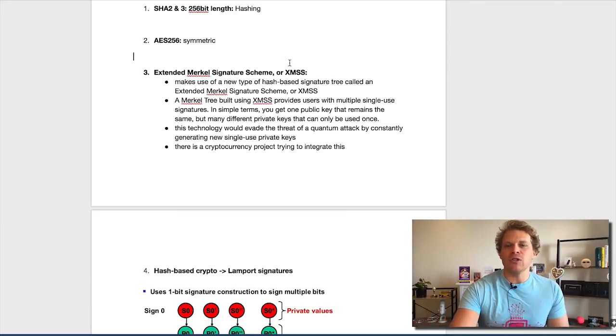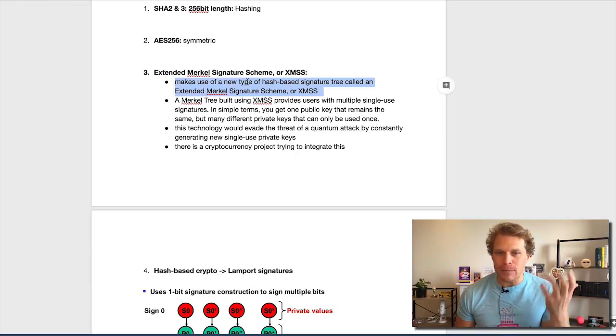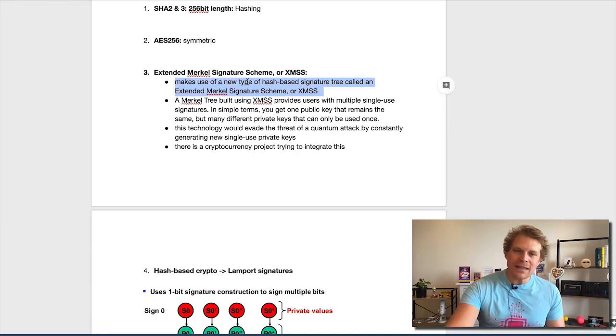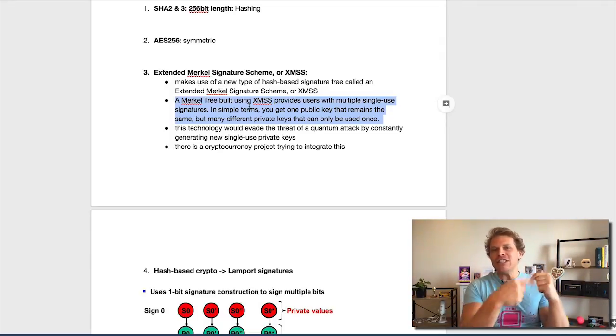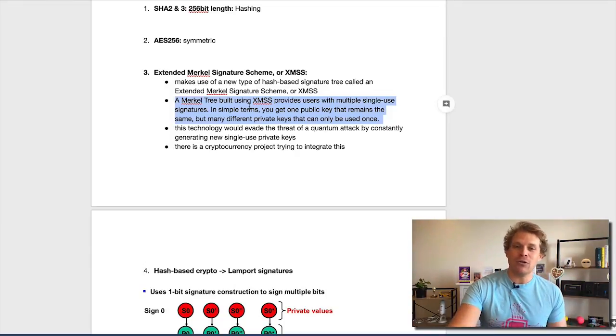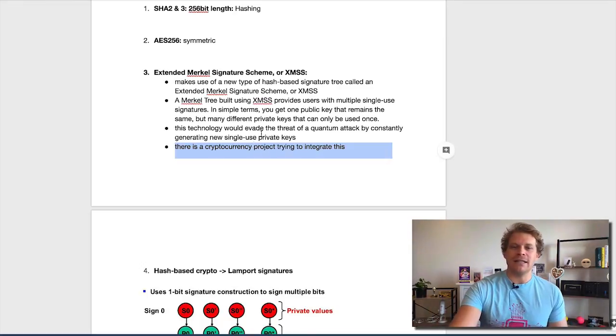And here we have the extended Merkle signature scheme, or XMSS. Basically, it uses a new type of hash-based signature trees. What this thing basically does is allow the same public key with different private keys. So in this case, you can reuse the same address because you're constantly changing the private key in the background. And there is actually a cryptocurrency project that is trying to integrate that. Because in the end, as long as you constantly use a new private key, it's impossible to back calculate and then hack this thing. It would be quite interesting to see how this works.